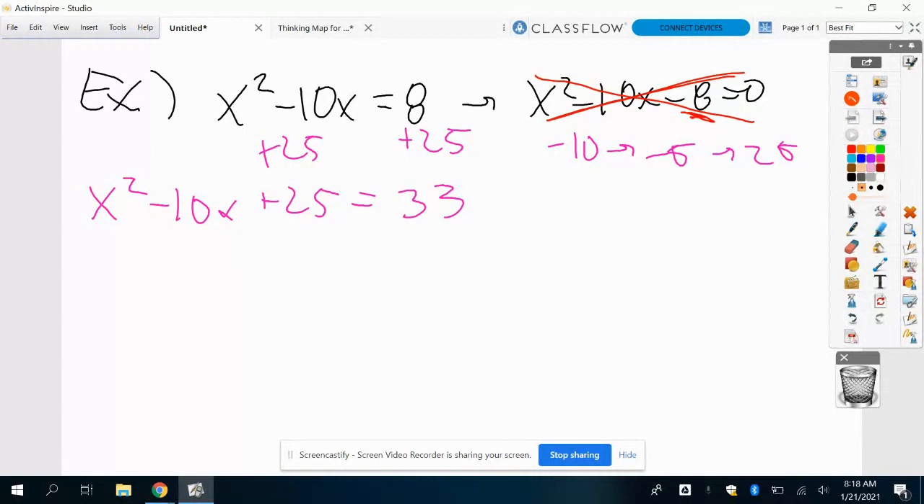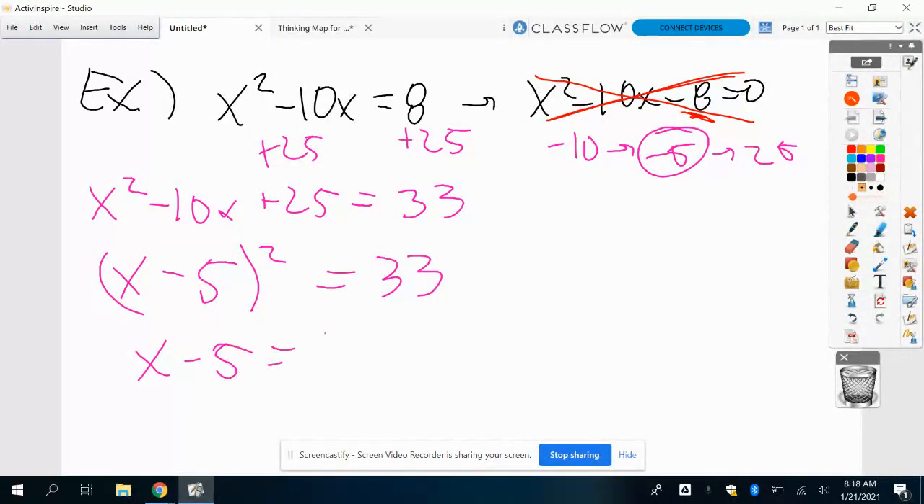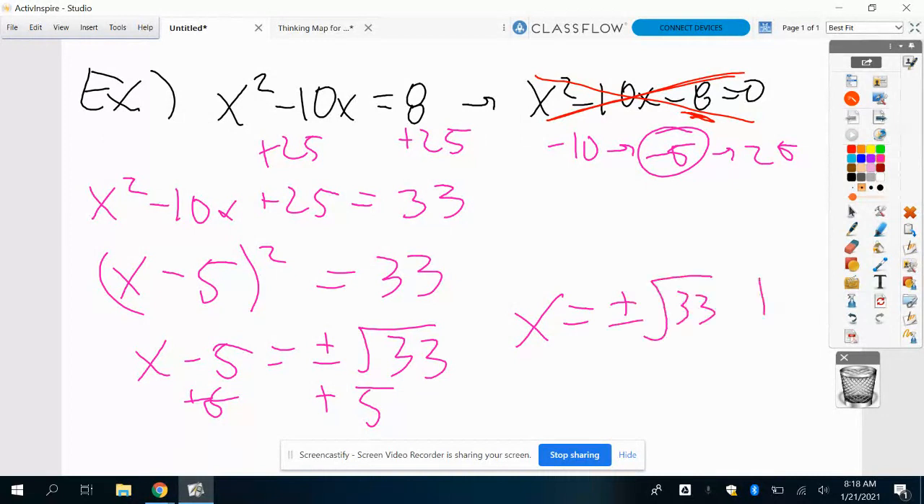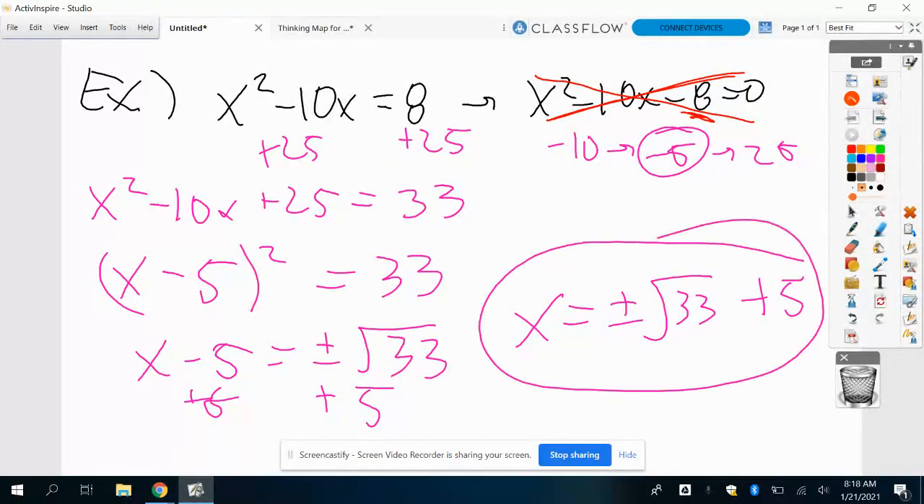Then we factor, so we get x minus 5 squared equals 33. Take the square root of both sides, so you get x minus 5 equals plus or minus the square root of 33. And then at this point, we cannot simplify the square root of 33, so we just add 5 to both sides. So your answer is x equals 5 plus or minus the square root of 33. So we're done.